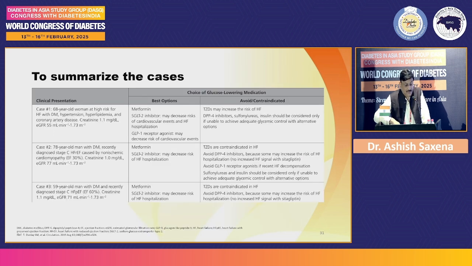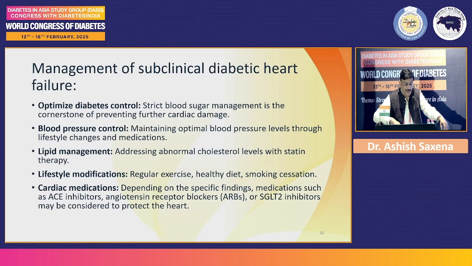So if I summarize all 3 cases, metformin will be the drug of choice with SGLT2 inhibitors for the first patient with the decreasing GFR. Metformin and SGLT2 may decrease the hospitalization risk for a patient who has reduced ejection fraction. Metformin and heart failure reduction with empagliflozin is for a patient with heart failure with preserved ejection fraction. Thiazolidinediones have to be avoided. And yes, among DPP-4 inhibitors, sitagliptin is the only one where the TECOS trial has said that it is non-inferior. So for management: optimized glycemic control, blood pressure control, lipid management, lifestyle, and cardiac medication like ARBs and SGLT2 inhibitors should be considered.